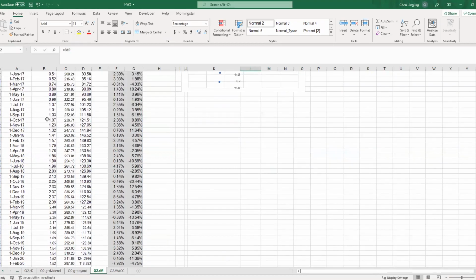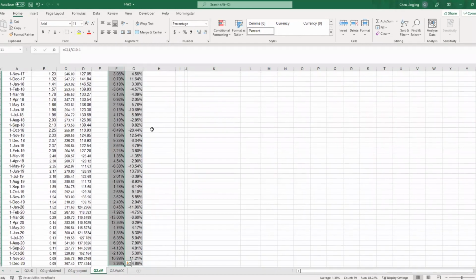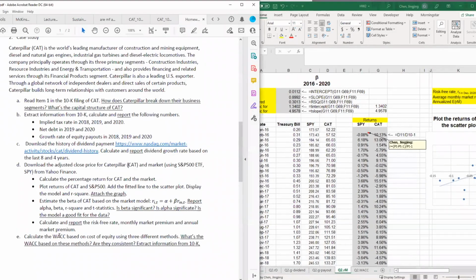So you can easily grab this magnitude here. It should be in percentage already, like this column. So here, let's measure it in percentage by just dividing by 100. And then calculating the average monthly return. We covered this in class for getting the idea of ER, the expected return for the market, or the market premium. So we're using the average return to proxy it. So here, average. To annualize it. Then we can move on to the last question.